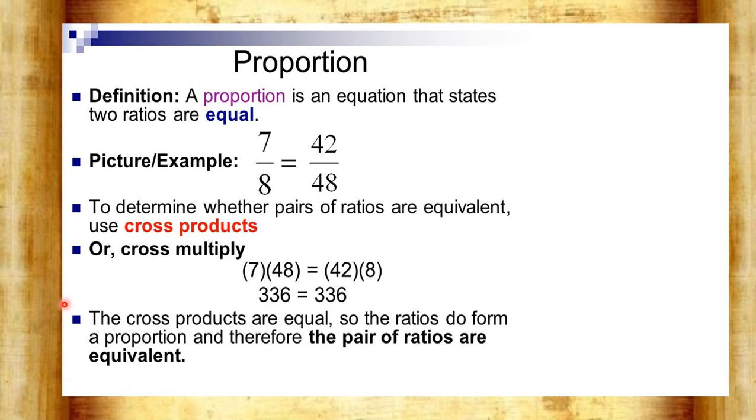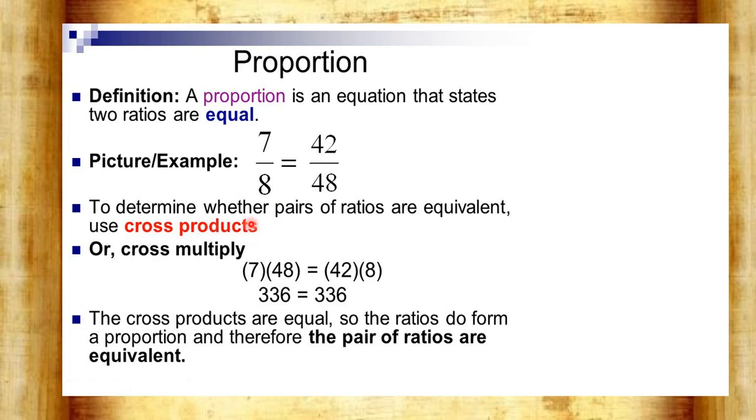As we know, a proportion is an equation that states two ratios are equal. For example, it is given 7 by 8 is equal to 42 by 48. Here these two, 42 and 48, are divisible by 6. So 6 sevens are 42, 6 eights are 48.